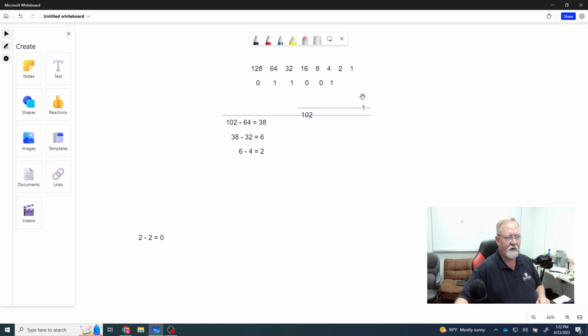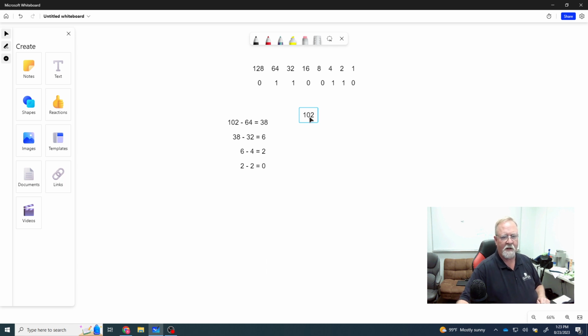So, can we take 2 out of 2? Yes, we can. It's possible to do it and have a 0. You just can't have a negative number here. So, if we take 2 out of 2, that gives us a 0, and we don't have to worry about the ones place because we can always put a 0 under there. So, the number in binary that represents the decimal number 102 is 1100110. That number in binary is the same number as 102 in decimal.